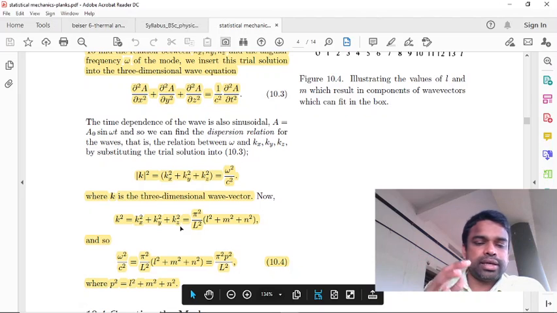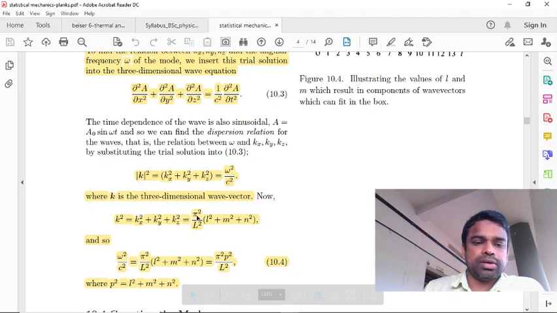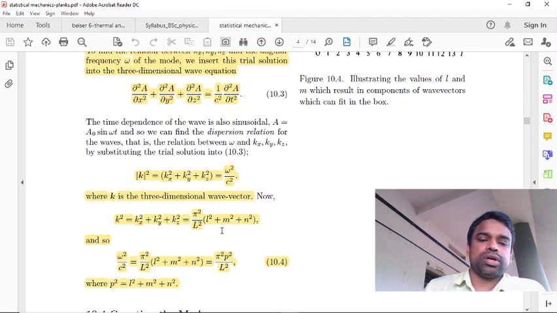If we substitute the value of kx, we can take pi square by l square common. Therefore pi square by l square into l square plus m square plus n square.